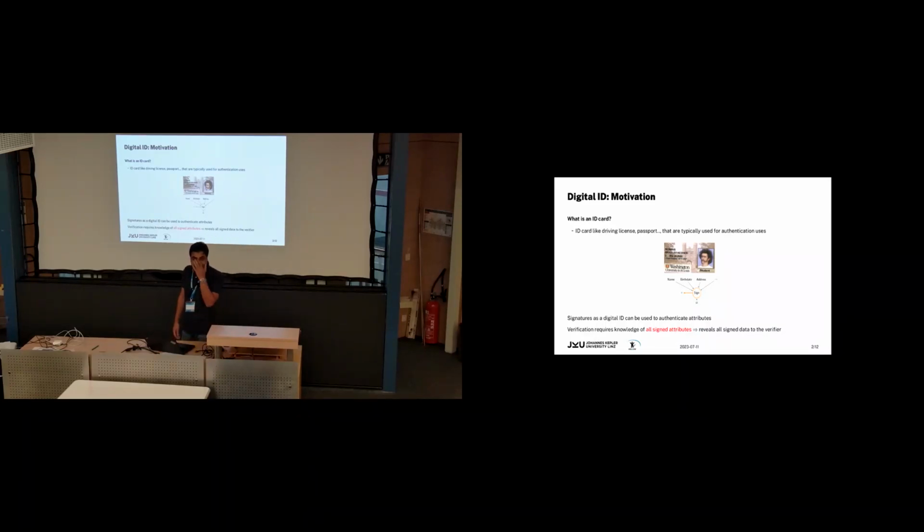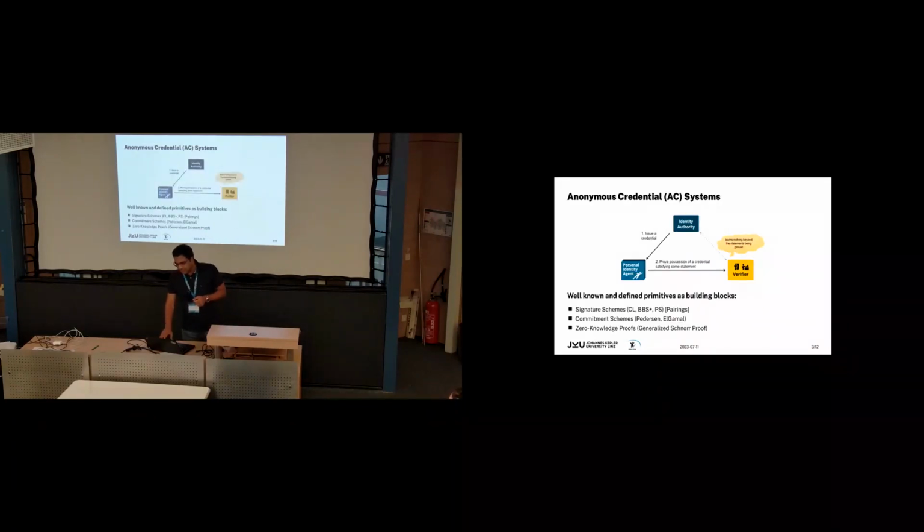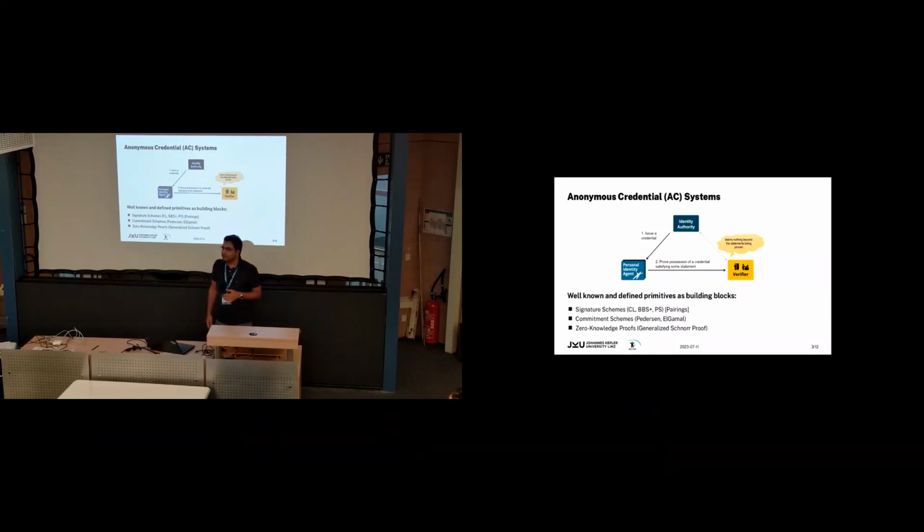However, this naive approach has one big problem. The verification requires knowledge of all signed data or attributes. Even if you just want to prove a single attribute like your age, you need to reveal all the other information as well, which is not good from the privacy-preserving point of view, right? So, anonymous credential is a cryptographic protocol which can overcome this problem.